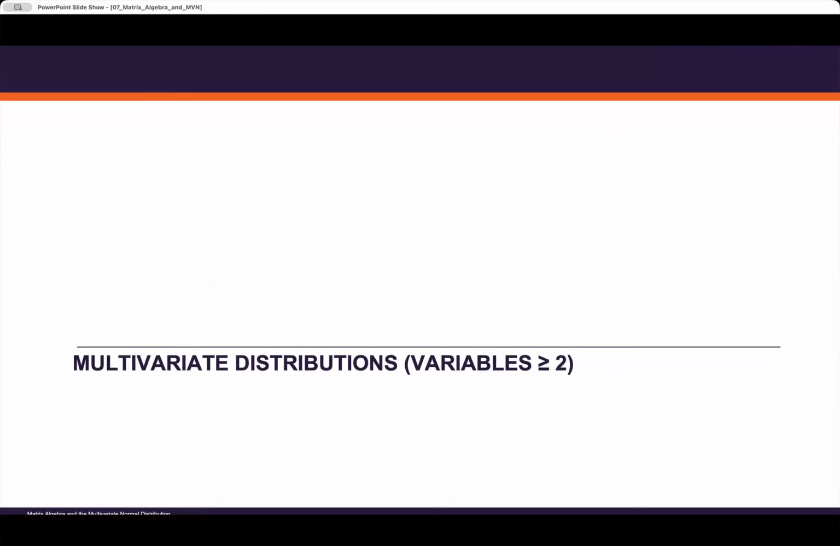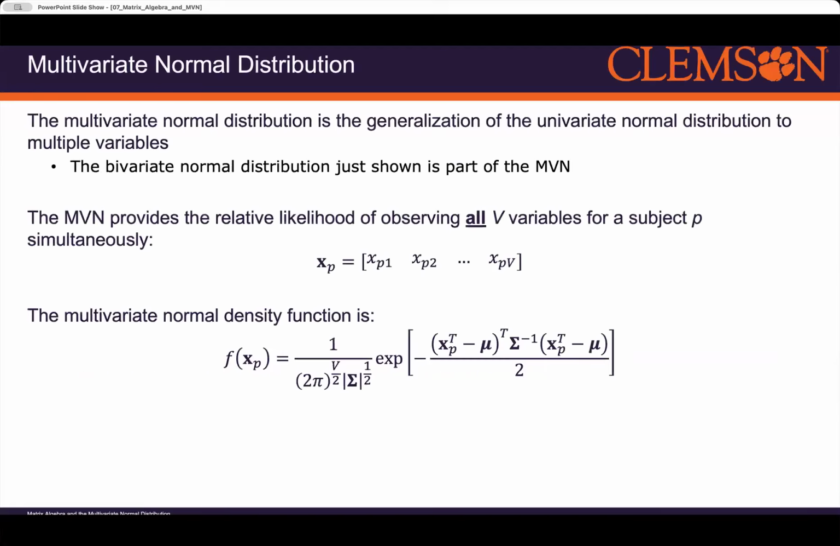Okay, let's get into multivariate distributions. For variables greater than or equal to 2, here, the multivariate normal distribution, it's a thing of beauty, even if it looks ugly to you. Let me just say it is the engine that drives most of what we do in a lot of statistics. The multivariate normal is the generalization of the univariate normal to multiple variables, right?